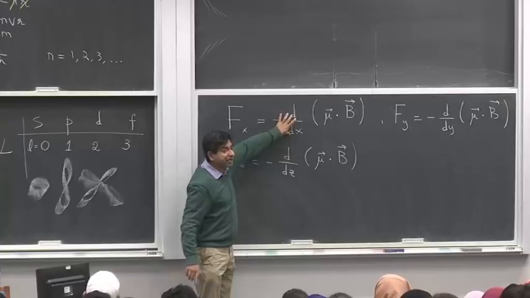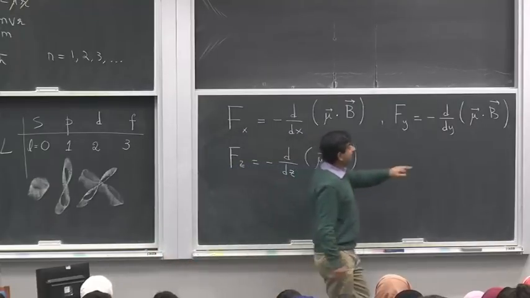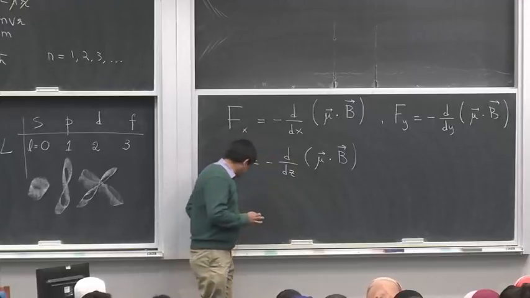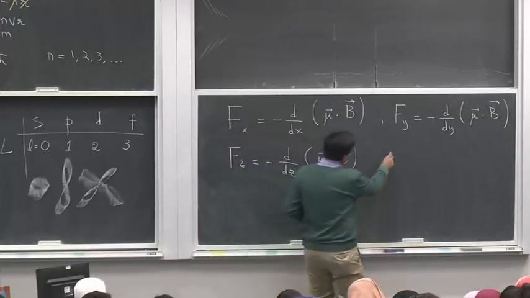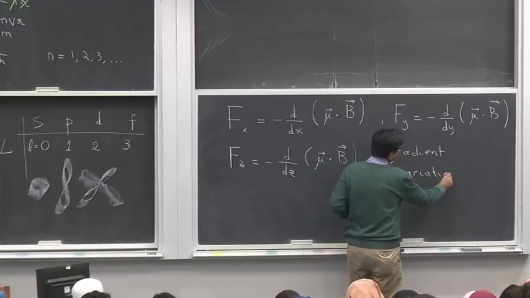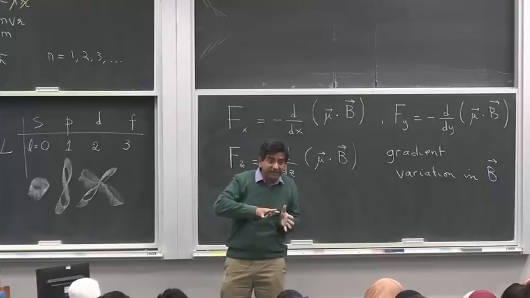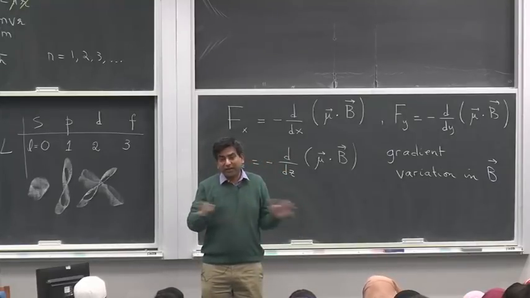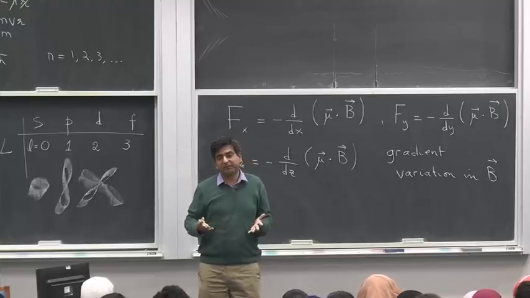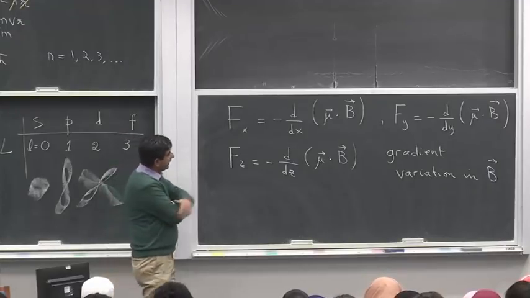Because of these derivatives, I need change in B with respect to X. I need the magnetic field to change with X, or with Y, because this is a constant, or with Z. So I must have some change in the magnetic field. I need to have a gradient or a variation in B. So my magnetic field needs to be non-uniform. It has to be varying in space. I cannot have a uniform magnetic field and expect that a force acts on a magnetic moment. I need to have a variable field. So the condition is I need field gradients.